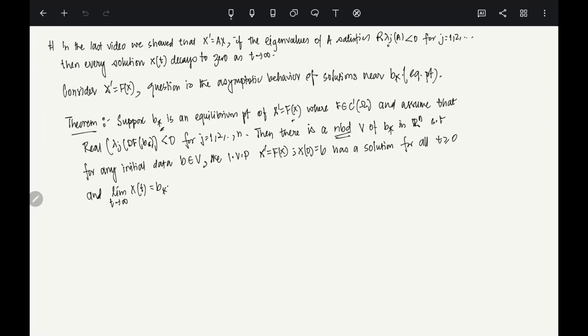It is saying that if b star is the equilibrium, then there is a neighborhood V of b star in Rn such that if you choose initial data from V, then for the problem x prime equals f of x, x0 equals b, the solution exists for all time t, and the asymptotic behavior of the solution is that it converges to b star. It is actually very intuitive, if you think about it. Now the thing is, what is the proof?